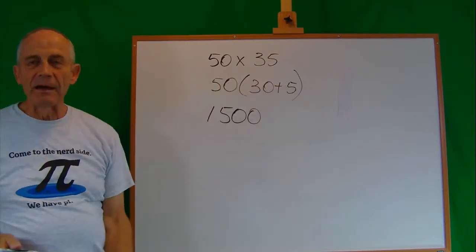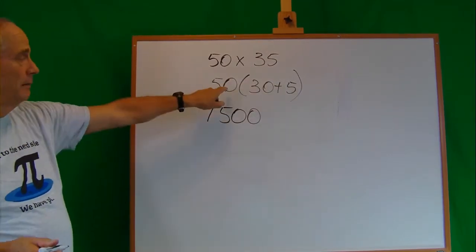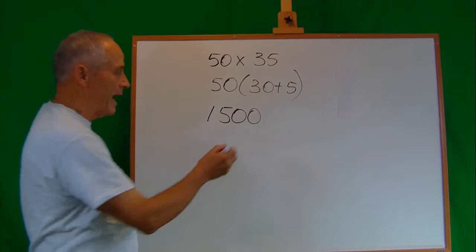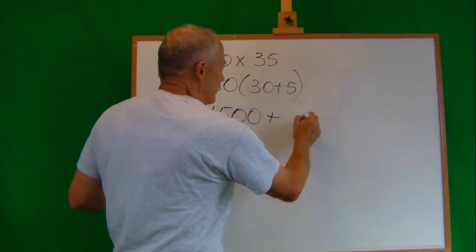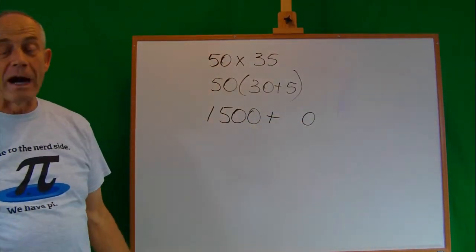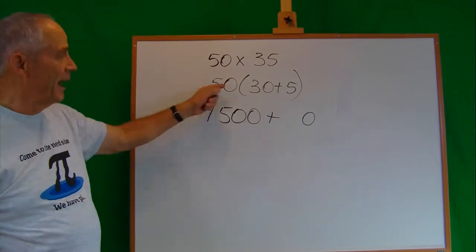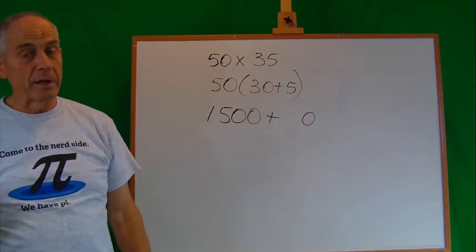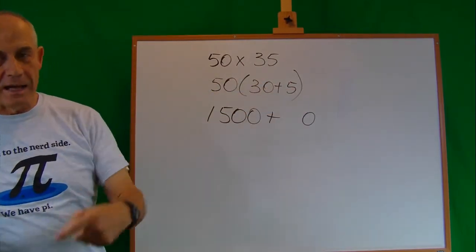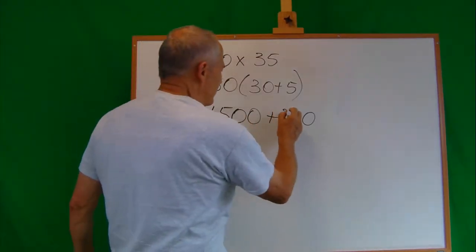Now I'm going to multiply 5 times the 5. Well, there's another 0, so I'm going to have a 0 on the end of my number, and now I just have to multiply 5 times 5. No, it's not 10. 5 times 5 is 25.